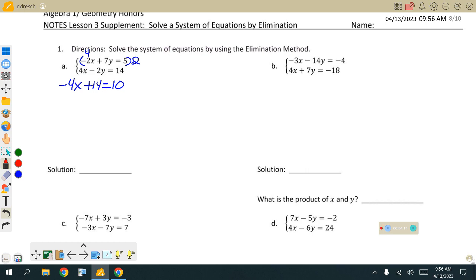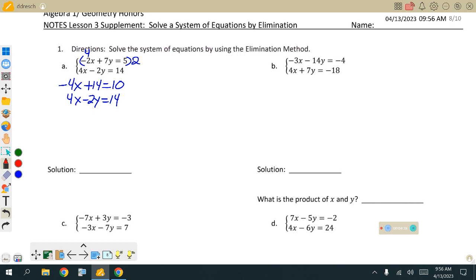Now, do I need to do anything with that bottom equation? No, that bottom equation was nice. It's already a 4, isn't it? I want 4 and I want a negative 4. We now have that. So all I'm going to do then is take that bottom equation and just bring it on down. That bottom equation is good to go. I don't need to do anything with it. Don't touch it. Don't break it. Just bring it on down.